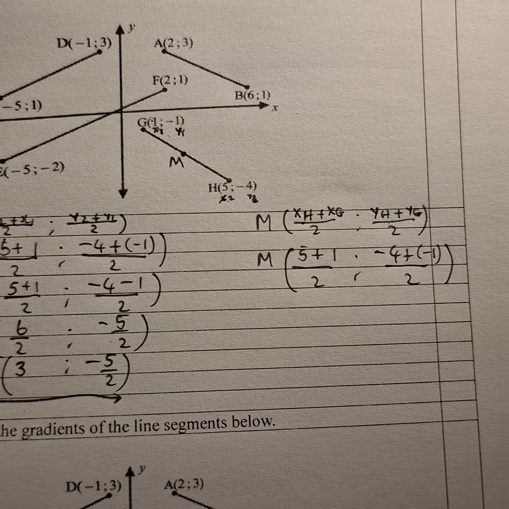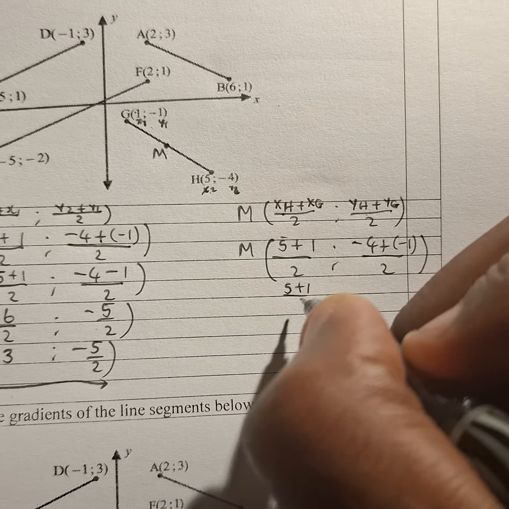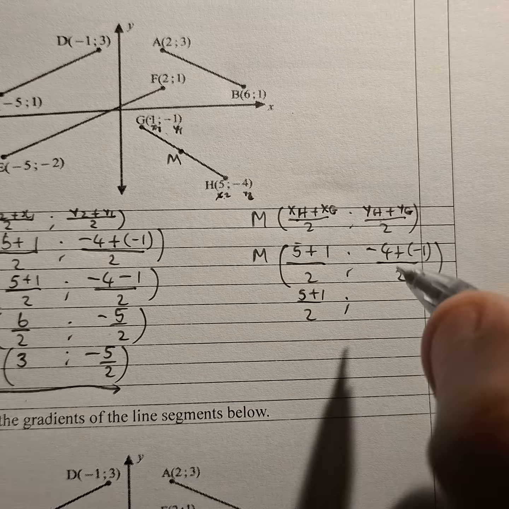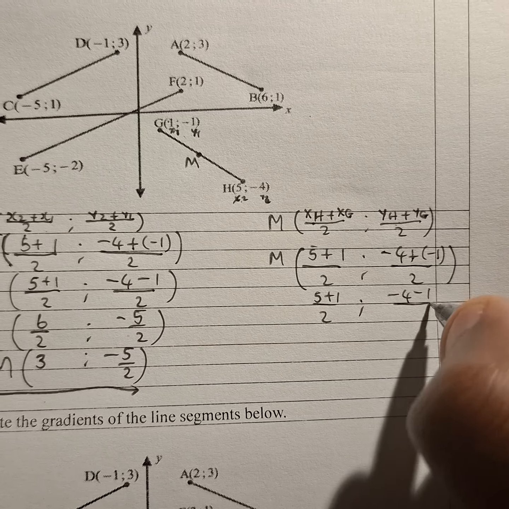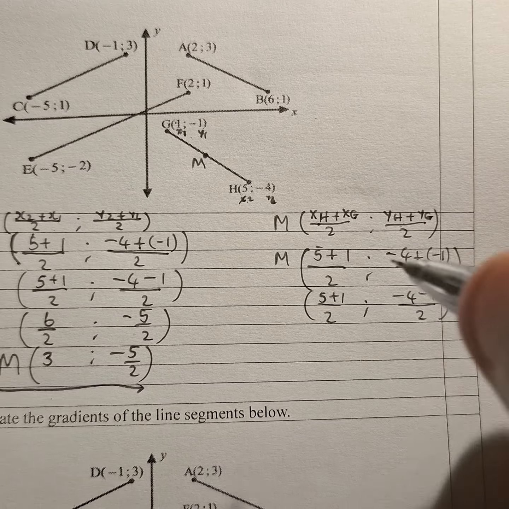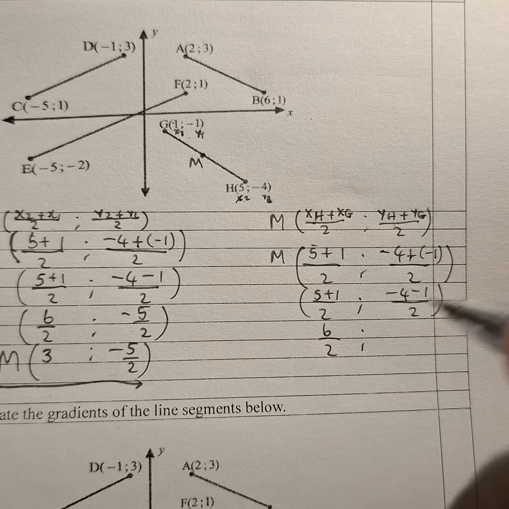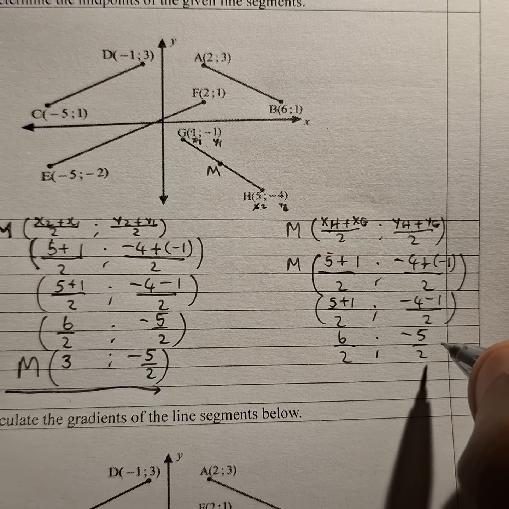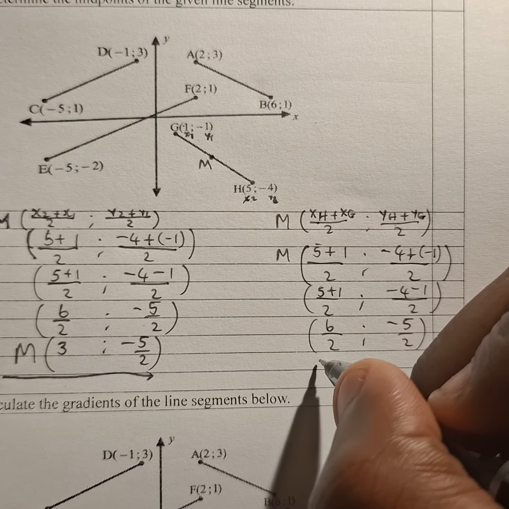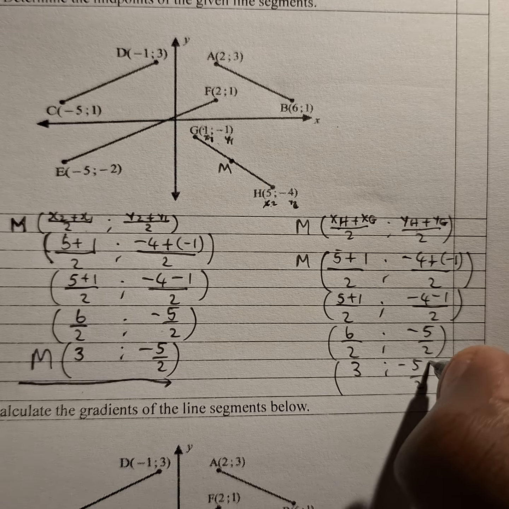Then finally, what's 5 plus 1? Which we will get shortly. What's negative 4 plus negative 1? Positive times negative gives you a negative. And finally, 5 plus 1 is 6, and negative 4 minus 1 is negative 5. So the final answer gives you 3 and negative 5 over 2.